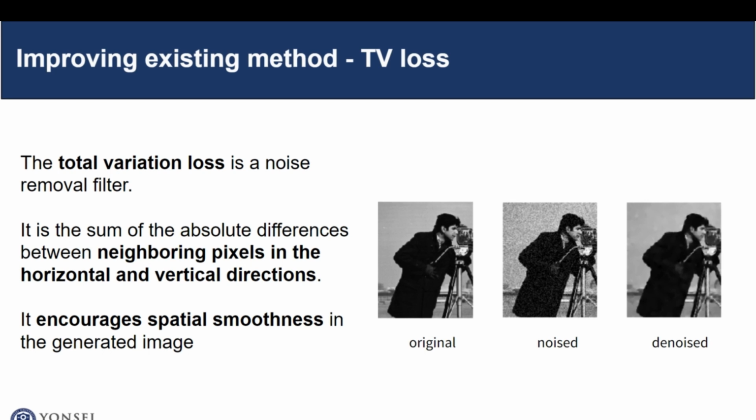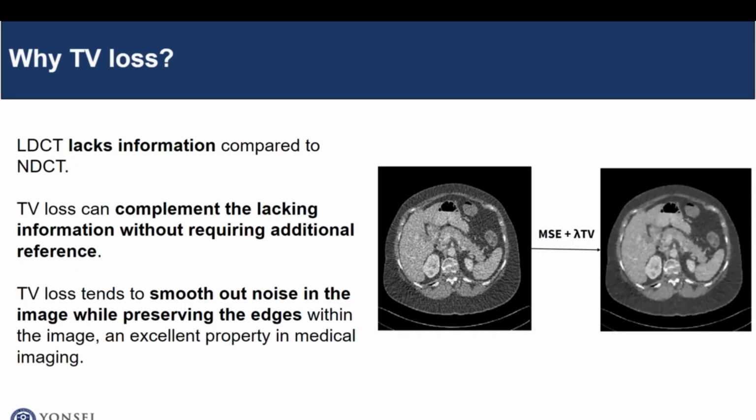The first technique is the total variation loss. Total variation loss, or TV loss, is a noise removal filter. It is the sum of the absolute differences between neighboring pixels in the horizontal and vertical directions, and encourages spatial smoothness in the generated image. We use the TV loss because it can complement the lack of information LDCT has compared to the NDCT without requiring additional reference. TV loss tends to smooth out the noise in the image while preserving the edges, which is an excellent property in medical imaging.